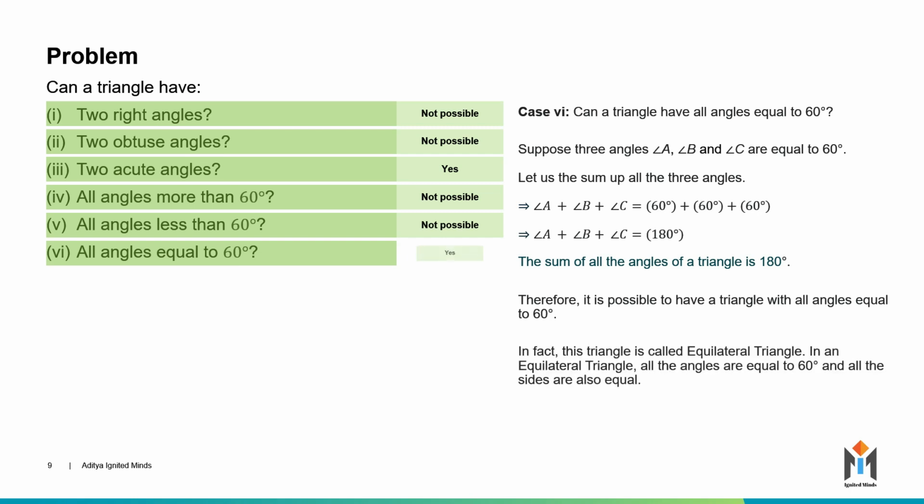In fact, this triangle is called an equilateral triangle. In an equilateral triangle, all the angles are equal to 60, and not only the angles, the sides are also equal to each other. That's what is depicted in the diagram that is shown there. So hope you are able to understand how we have deduced and arrived at whether something is possible or not possible.